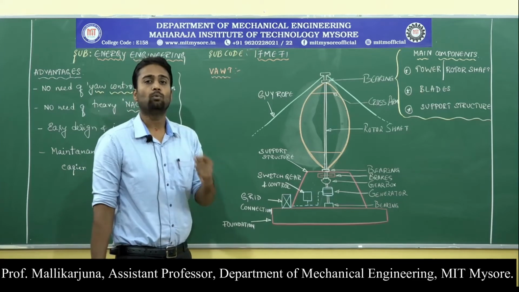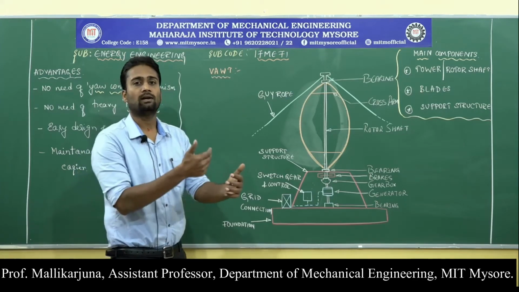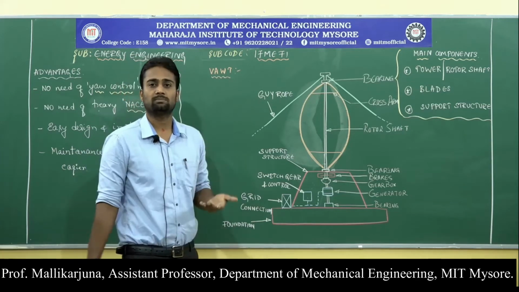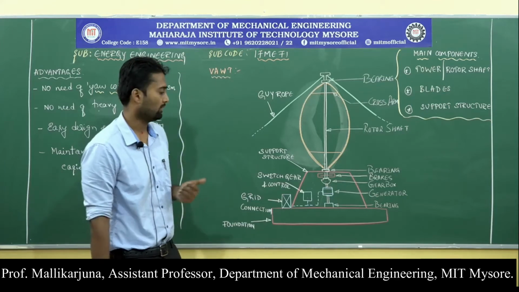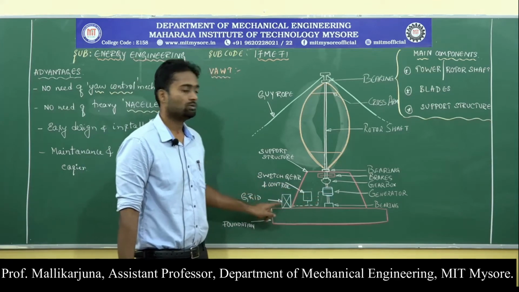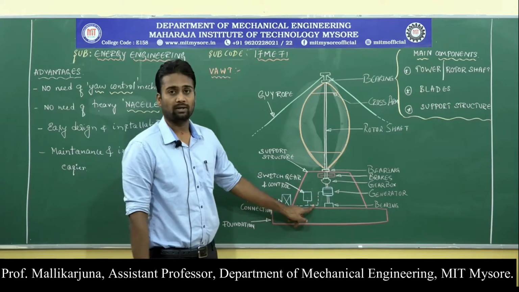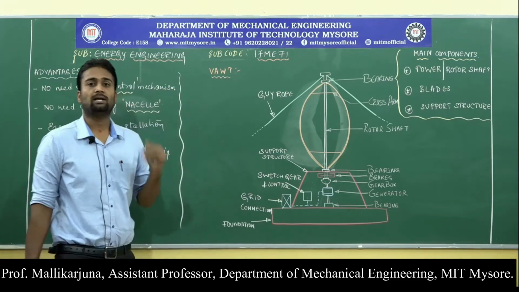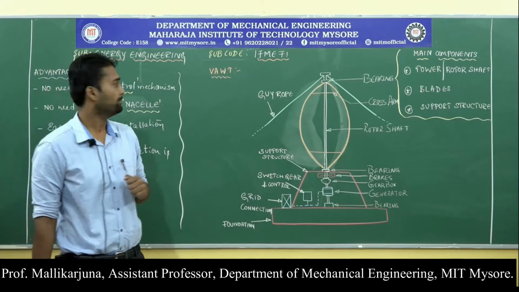That leads to the movement of the electrons. That movement of the electrons is termed as the current. This variation in the charges with respect to time is called the power. This power will be taken out to the grids through the power cable. So this is the working principle of the vertical axis wind turbine.